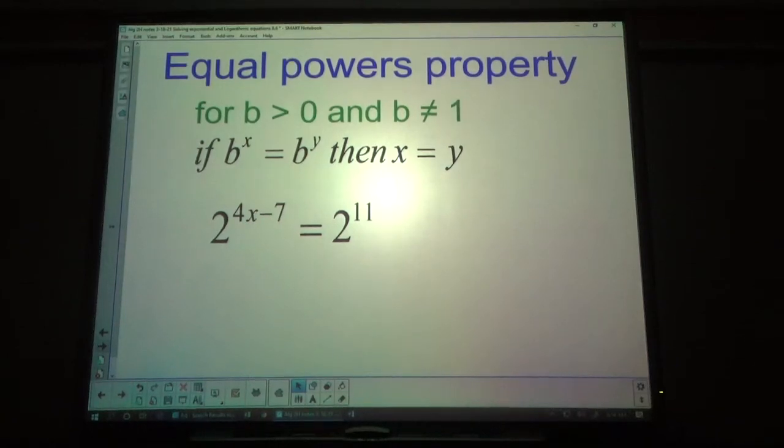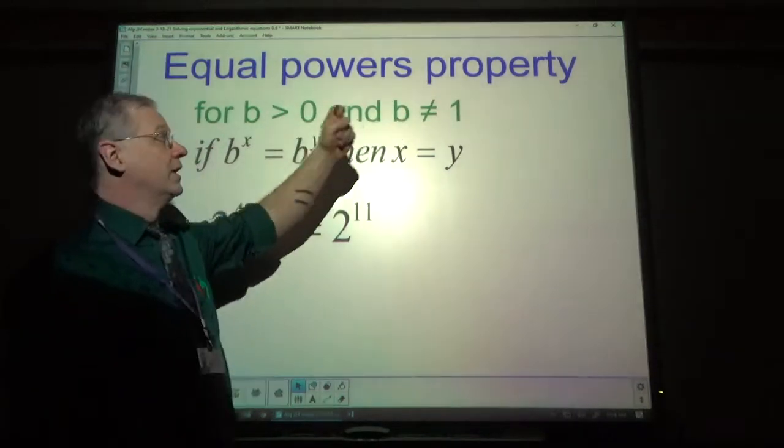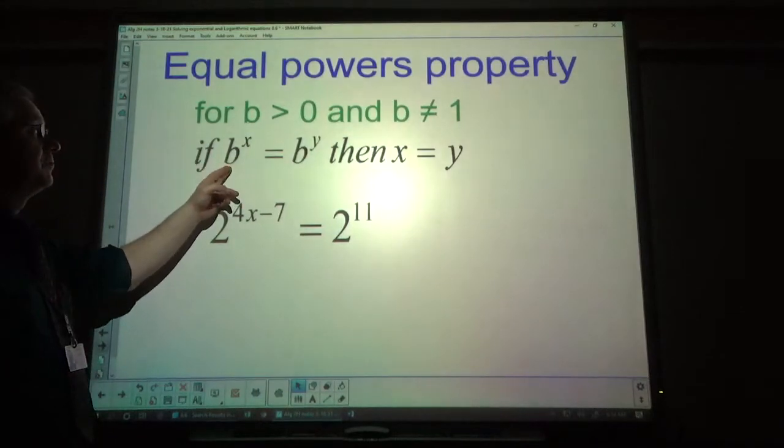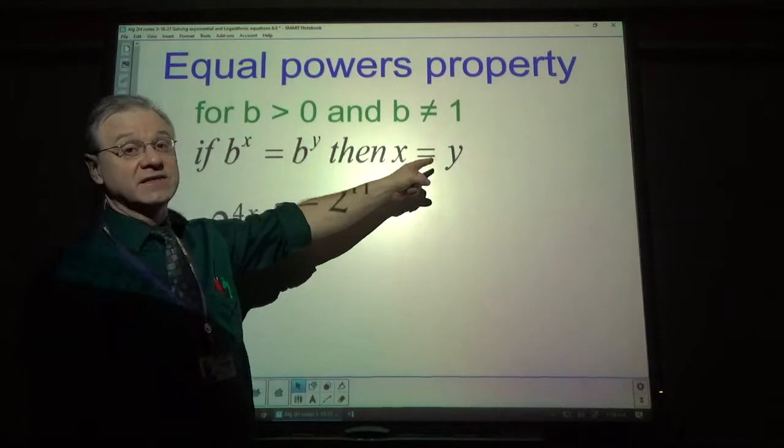Welcome. Today we're going to be working with solving logarithmic and exponential equations. So the first major thing that we're going to do is use the equal powers property. For b greater than 0 and not equal to 1, if b to the x equals b to the y, then x has to equal y.